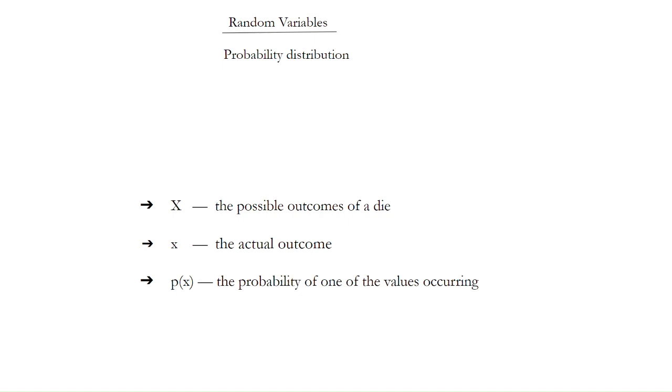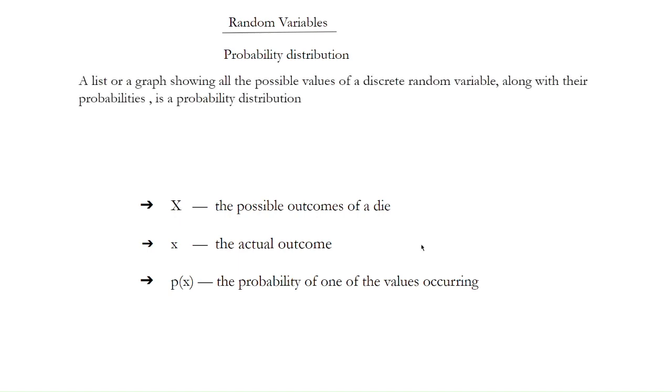The small x is the actual outcome. So after you roll the die, the outcome that comes out is x. So capital X is 1, 2, 3, 4, 5, 6, and x could be 3, for example. And P(x) is the probability of one of the values of small x, the actual outcome, actually occurring. So let's say 3. In our die example, it doesn't matter which number, the probability is 1 divided by 6.